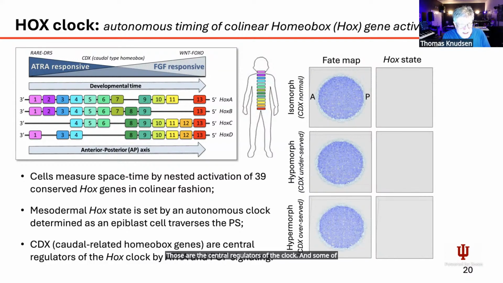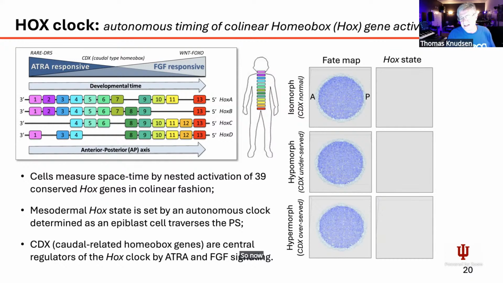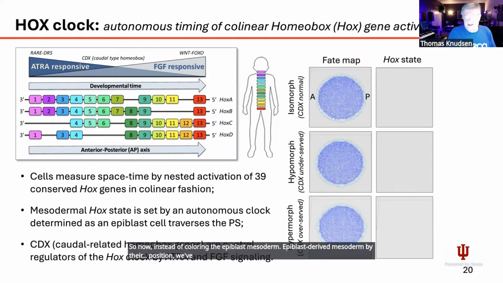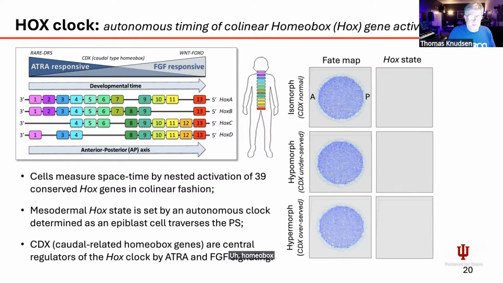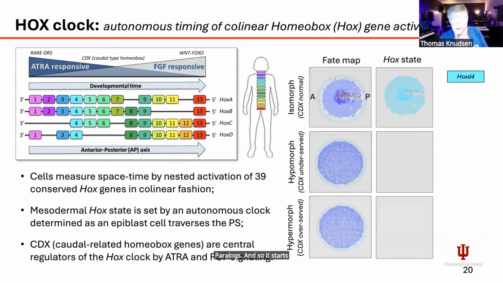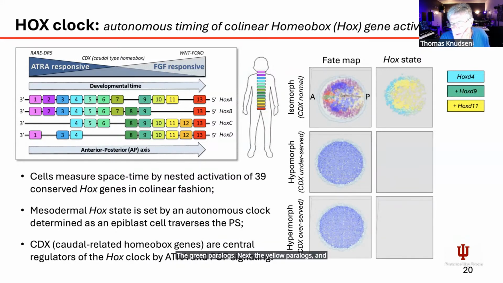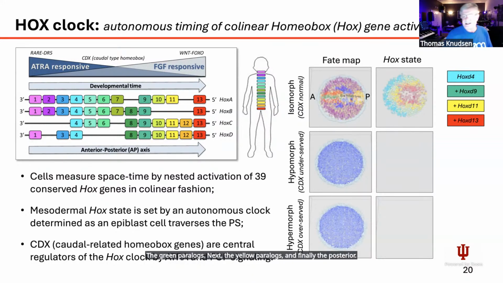And some of the key signals that affect the rate of that clock are retinoic acid and fibroblast growth factor. So now, instead of coloring the epiblast-derived mesoderm by their position, we've colored them by homeobox fate. Now, we should have done all 13 paralogs, but for simplicity, we just did 4 paralogs. And so it starts out, you'll see the anterior paralogs in light blue, the green paralogs, next the yellow paralogs, and finally the posterior or red paralogs.